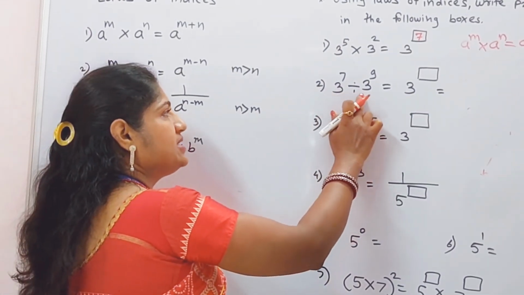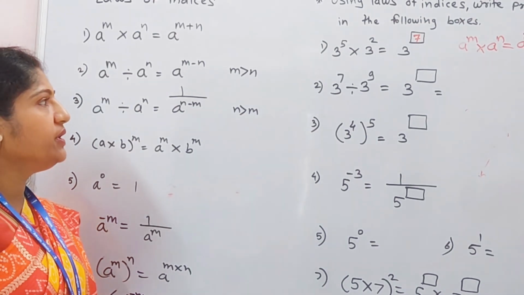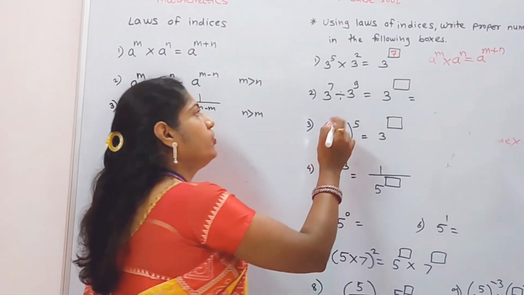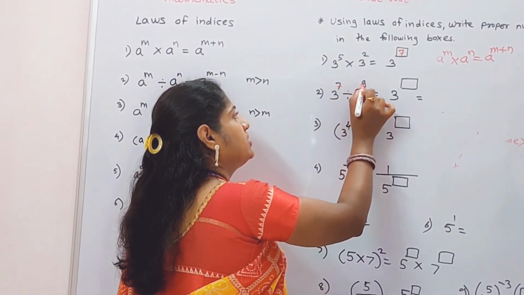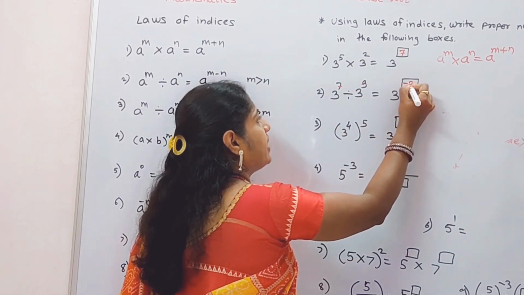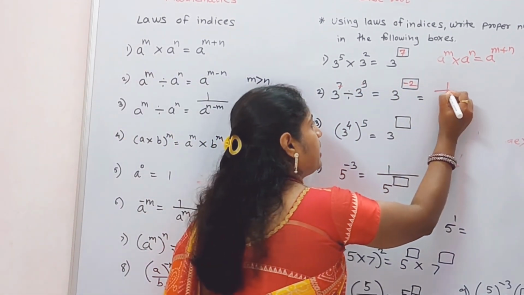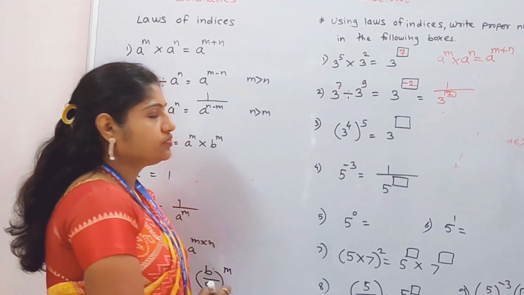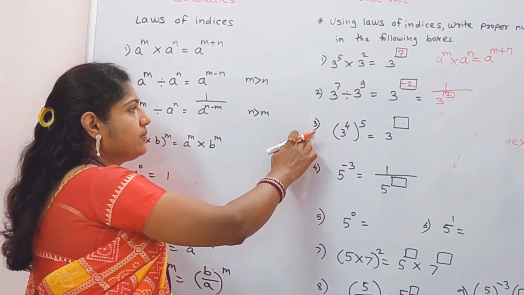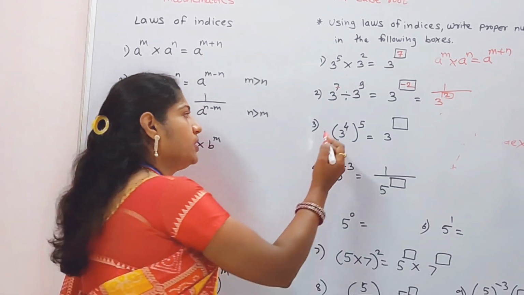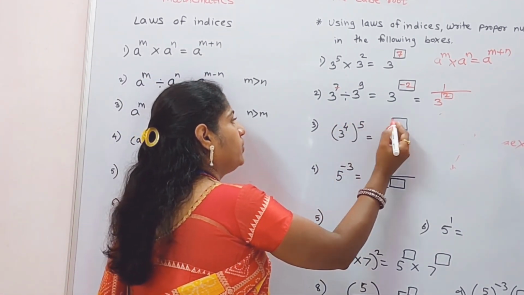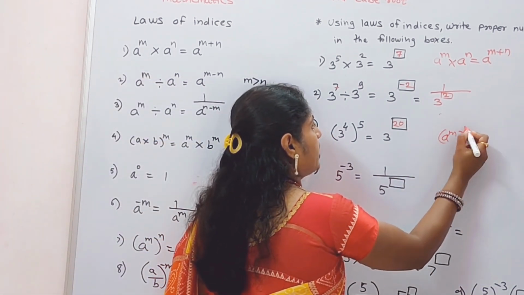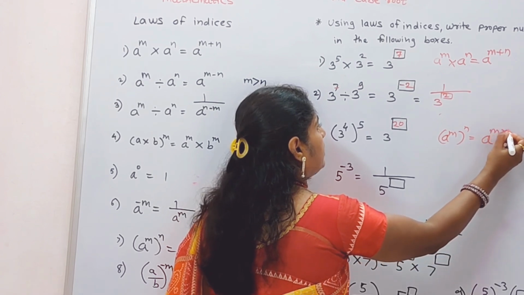Second example, base is equal and there is the division between index numbers, 3 raised to 7 divided by 3 raised to 9. So we take the subtraction between these two numbers, 7 minus 9, that is minus 2, and we take positive index, that is 1 upon 3 raised to 2. Third example, 3 raised to 4 raised to 5. 4 into 5, 20. Use the property a raised to m raised to n, there is a raised to m into n.